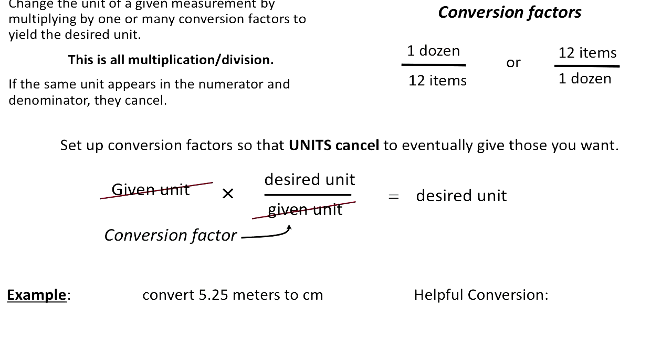So here's some other examples of conversion factors that come from this definition. Hopefully we all know that in 1 dozen of something, there's 12 items. So here we have an equality. So what's great about this equality is that when I want to make a conversion factor, I can either put the 1 dozen up top, like in this fraction, or I can put that 1 dozen on the bottom, putting that 12 items up top.